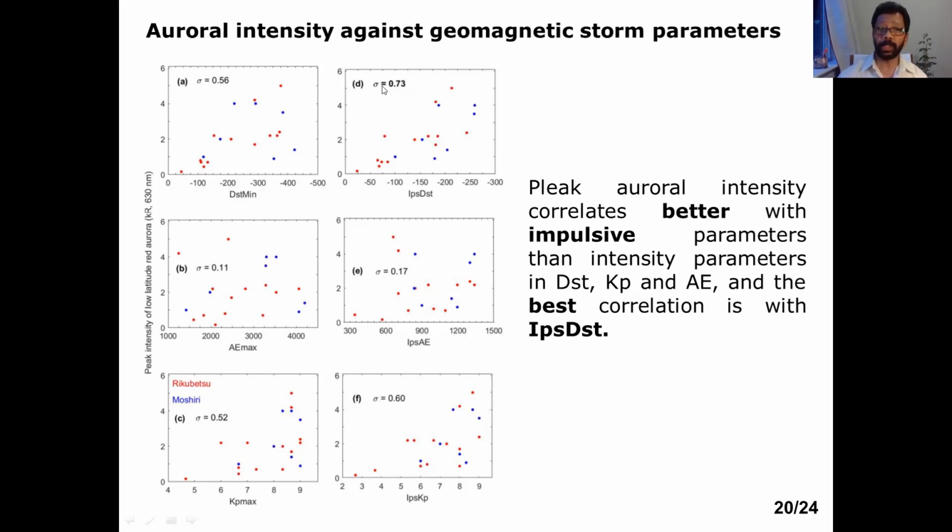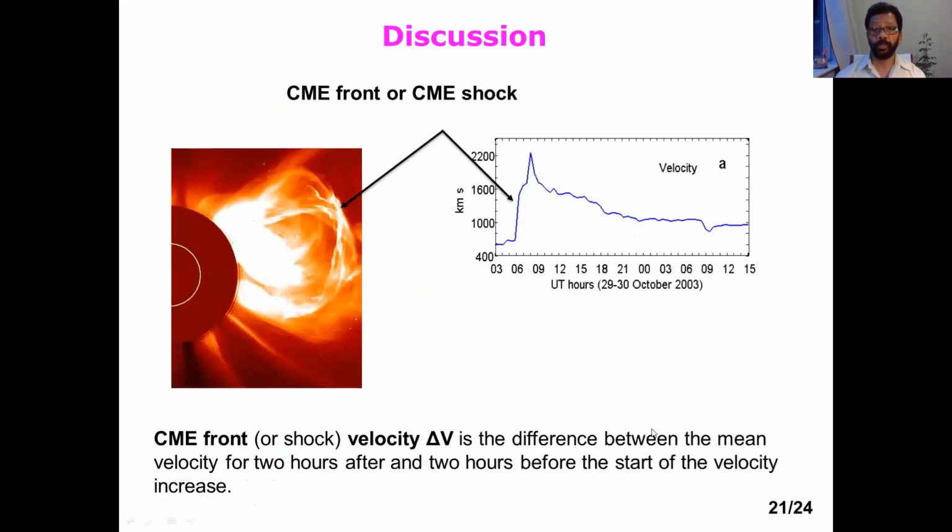And the highest correlation is with the new parameter in DST index, that is IPS DST. Thus, we have shown that the new parameter is better for investigating several aspects of space weather. Now we have to understand how the new parameter becomes better than the conventional parameters.